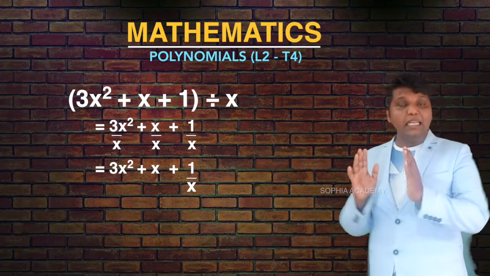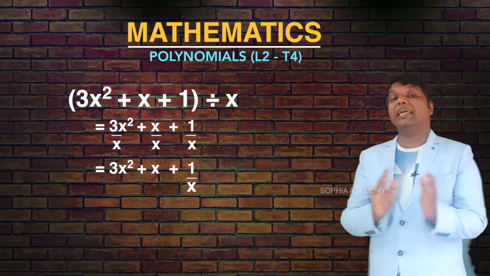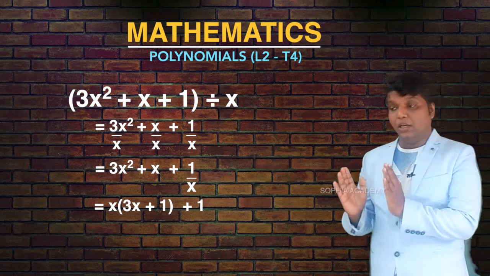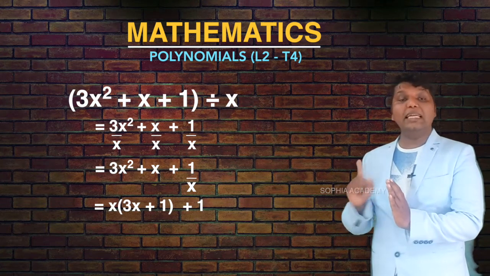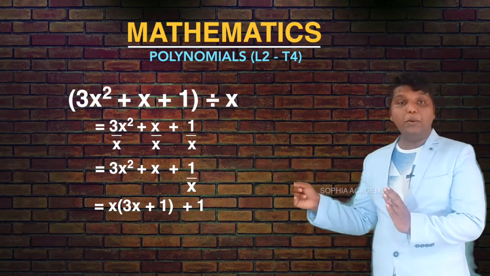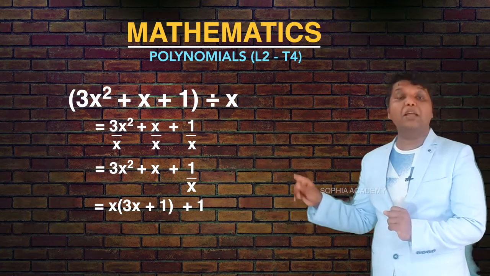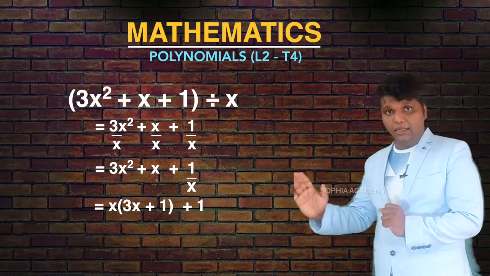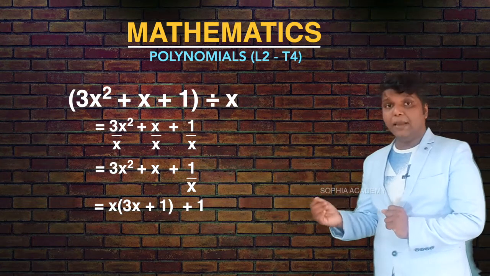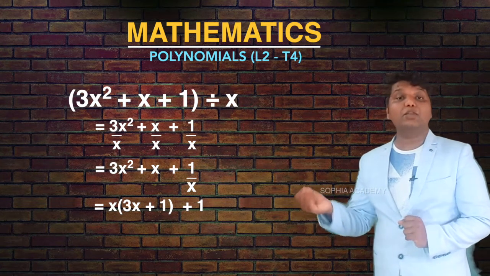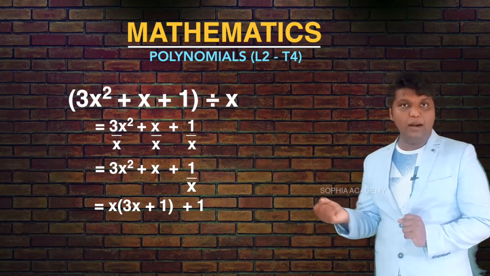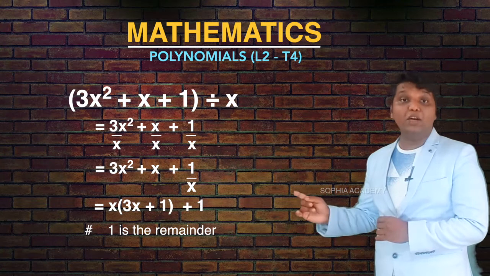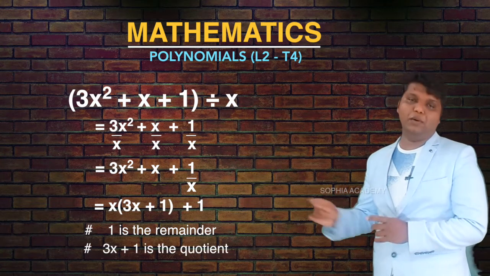So that means in the first two terms, you can take x as common. So you can write it as x into 3x plus 1. Then what about the other term? It will remain as the remainder, plus 1. That means that 1 will be an odd one, right? It is an odd one. So if we are dividing 3x square plus x plus 1 by x, the remainder will be 1. And the quotient will be 3x plus 1.